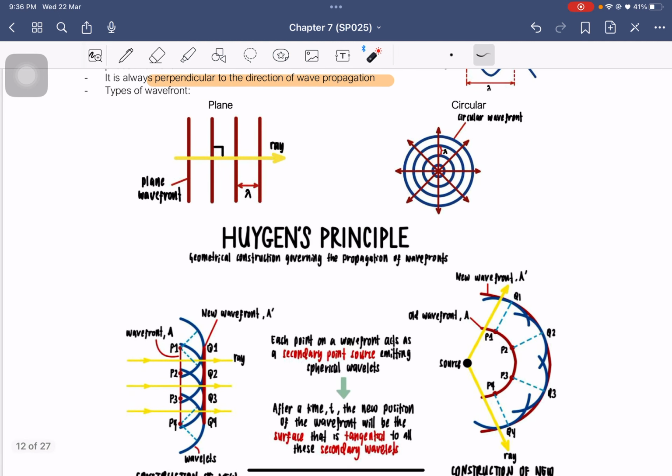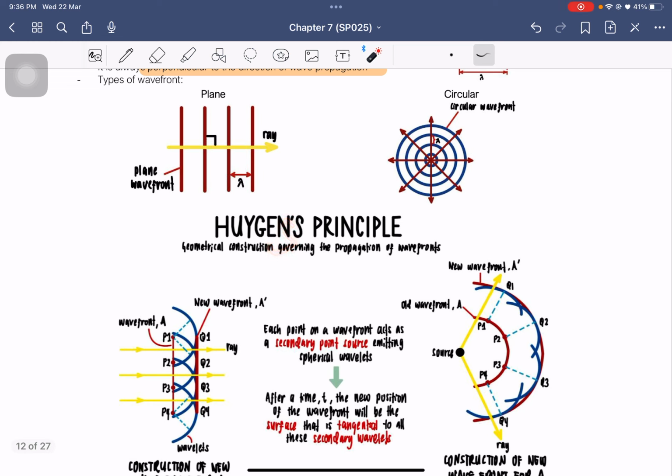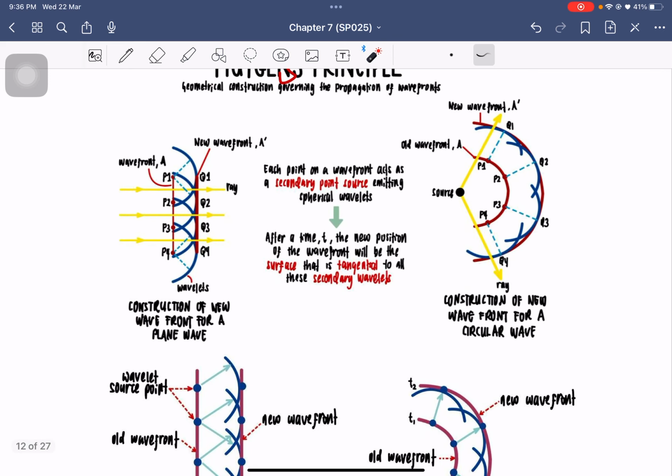Okay, so Huygens principle. Oh, I forgot to add S there. I'm going to update that later. Huygens principle is basically a geometrical construction governing the propagation of wavefronts. It tells us that each point on the wavefront acts as a secondary point source which emits spherical wavelets. After time t, the new position of the wavefront will be the surface that is tangential to all these secondary wavelets.